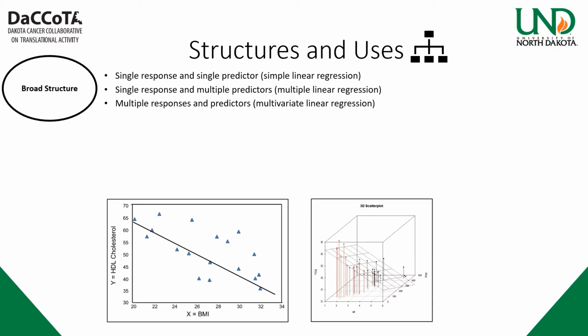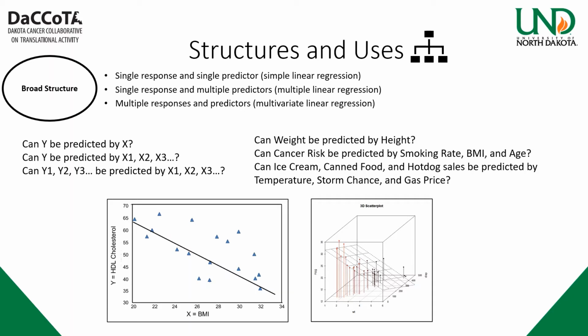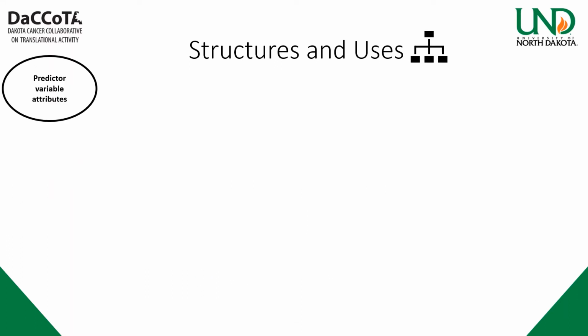Now, with multiple responses, you get into multivariate linear regression that's even more abstract. But really, with all of these, you're trying to answer these sorts of questions like, can y be predicted by x, or maybe multiple x's, or maybe multiple y's predicted by multiple x's? More concrete questions might be, can weight be predicted by height? That's simple linear. Can cancer risk be predicted by these risk factors? That's multiple. And maybe these different food sales, can they be predicted by different environmental factors? That'd be multivariate.